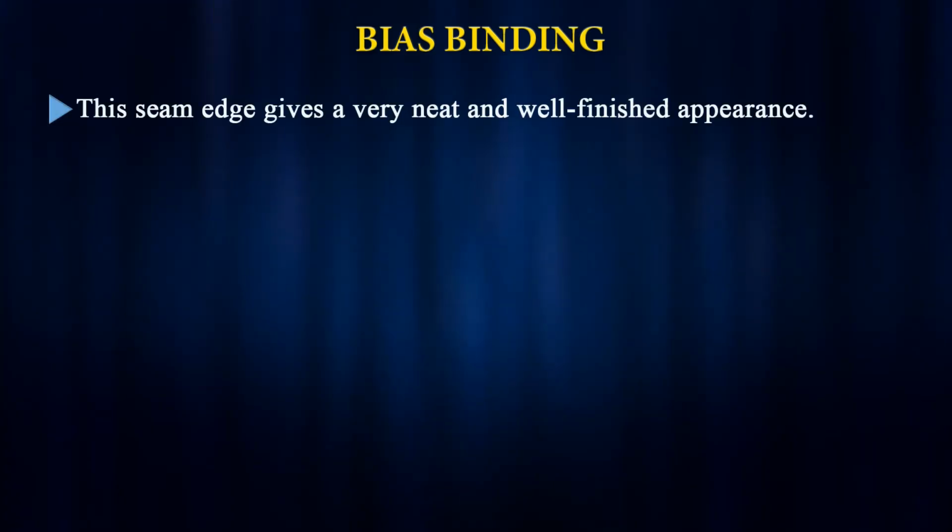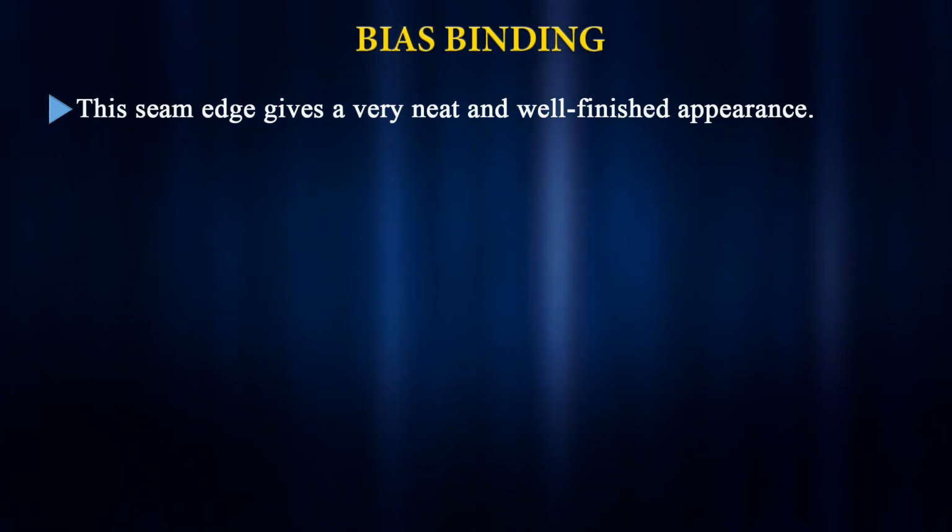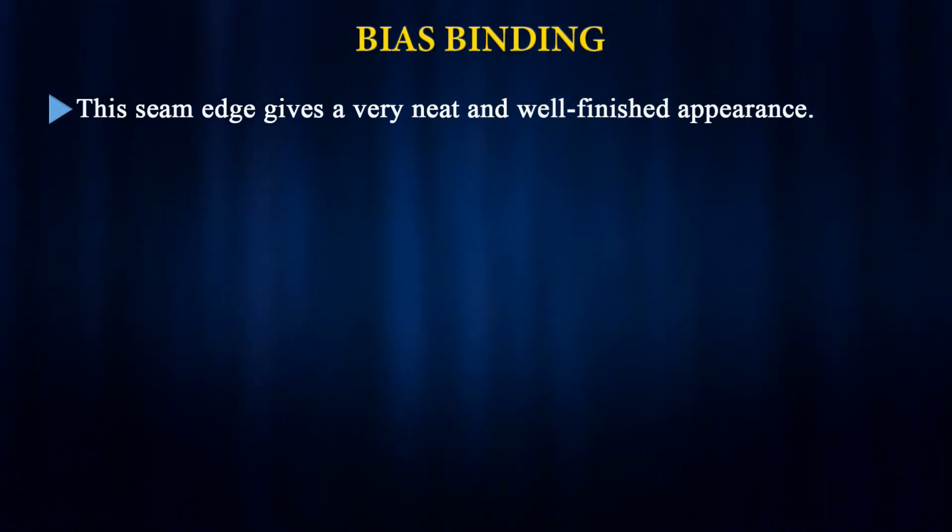Then we also use bias binding. Bias we have discussed in the earlier session. It is a fabric which is cut at a 45° angle. It is said to be bias fabric or bias grain. So let us know what bias binding is about. This seam edge gives a very neat and well finished appearance. When we use bias binding, it gives a very well finished appearance on the garment.